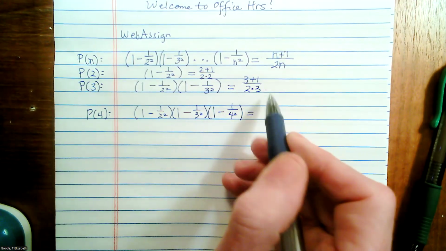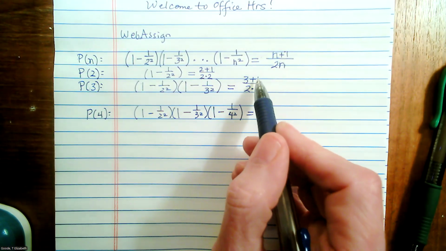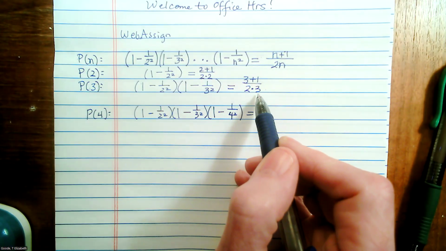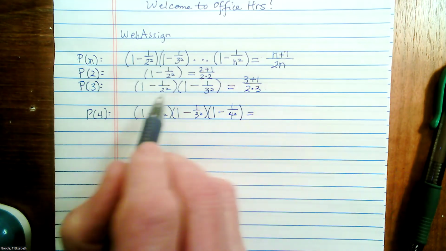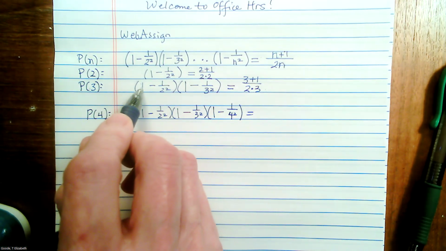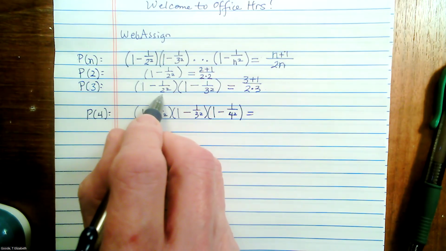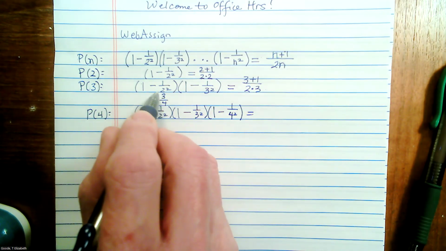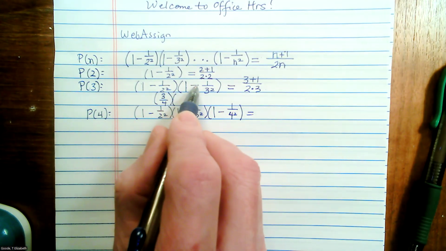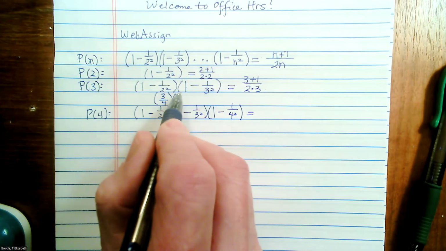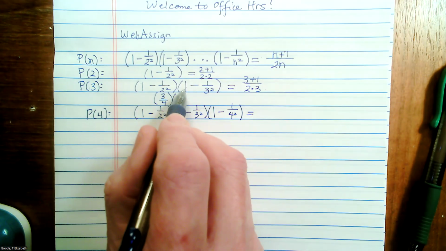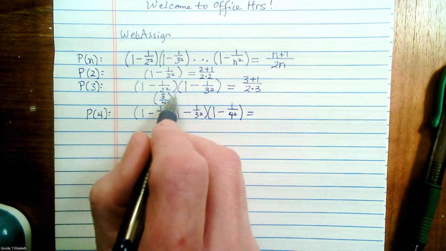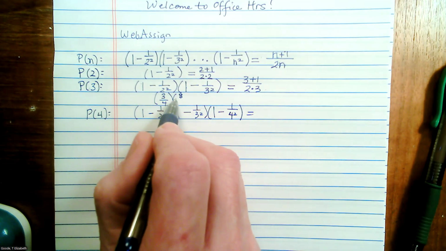Yep, and let's just check and see if we believe it. That is 4 over 6, right? Which is really 2/3, right? Well, let's just see. This is 1 minus a fourth, so this is 3/4, right? And 1 minus a ninth, which is what? 9/9 minus 1/9. 8 over 9?